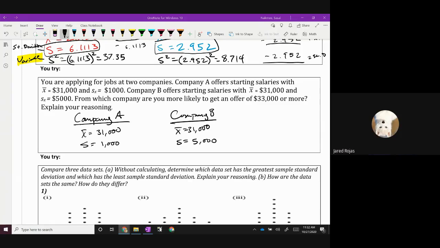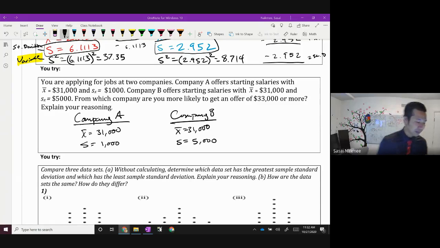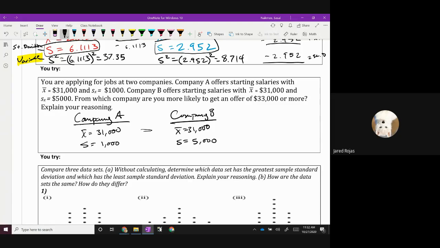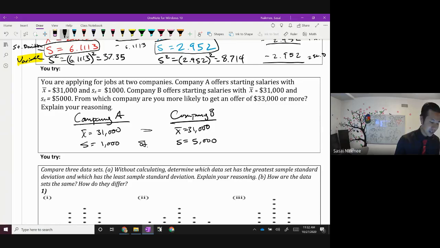I think you're on the right track. The averages are the same. Just $31,000. Good. But the chances of getting paid better is with Company B instead of Company A. Okay. So you're looking at this second value, and it does start with the word sample, because you're right. That is an S, right? But it's a sample.